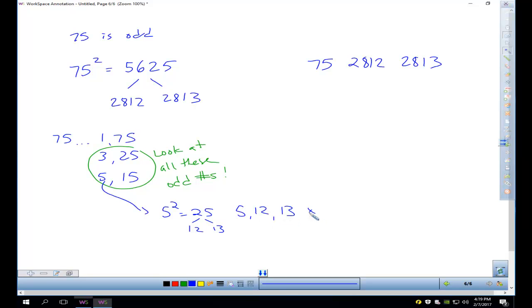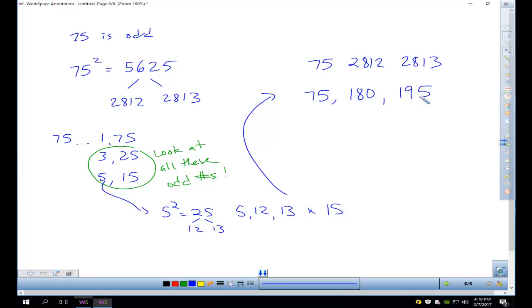So what do I have to do? I have to times 5, 12, and 13 by 15 so that it creates 75, 180, 195. Alright. That's my next Pythagorean triple. I need to do one more.